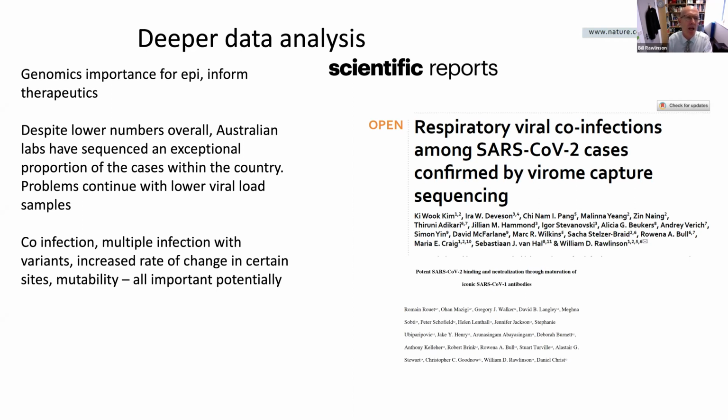We've actually sequenced a lot of viruses within Australia until last December. And since then, because of the massive increase in numbers of viruses and the fact that they're all Omicron, we haven't been sequencing all of them quite as much.